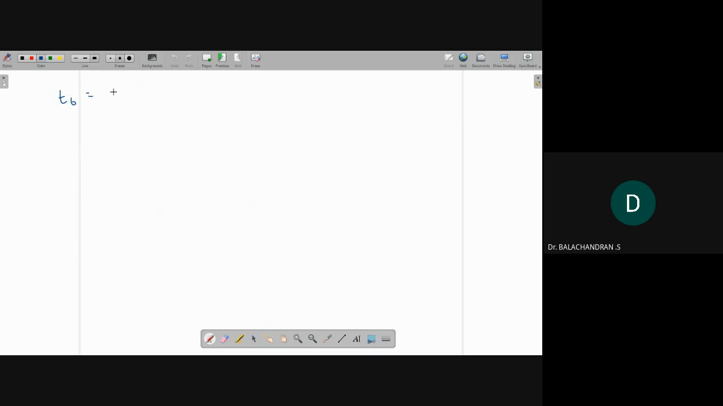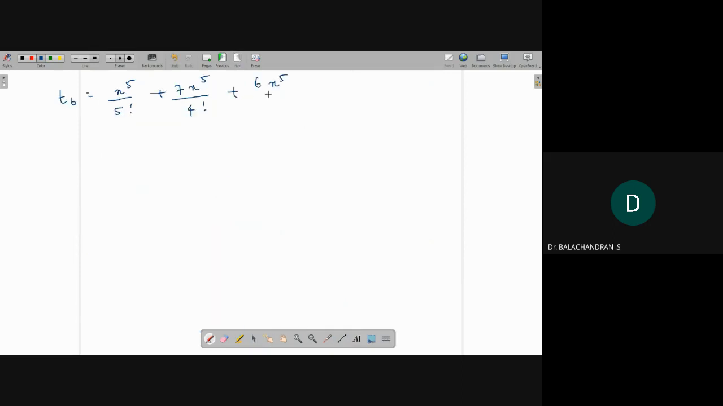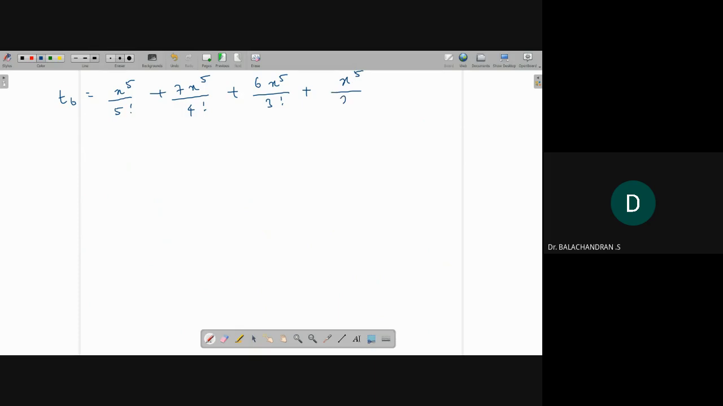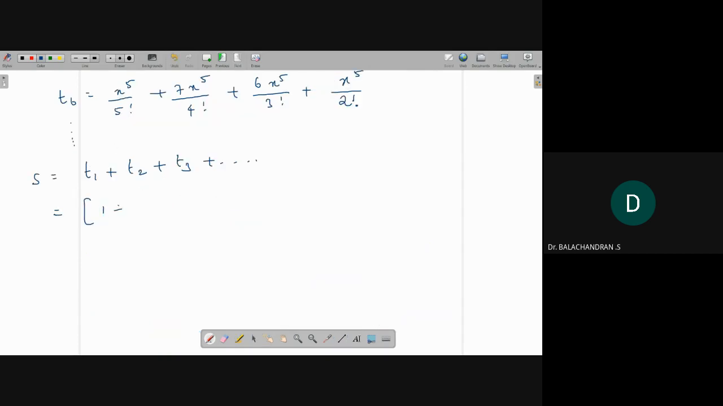T6 is x power 5 by 5 factorial, 7x power 5 by 4 factorial, plus 6x power 5 by 3 factorial, plus x power 5 by 2 factorial. So the sum is equal to t1 plus t2 plus t3 and so on. If you add column wise, you'll get 1 plus x by 1 factorial plus x square by 2 factorial and so on.